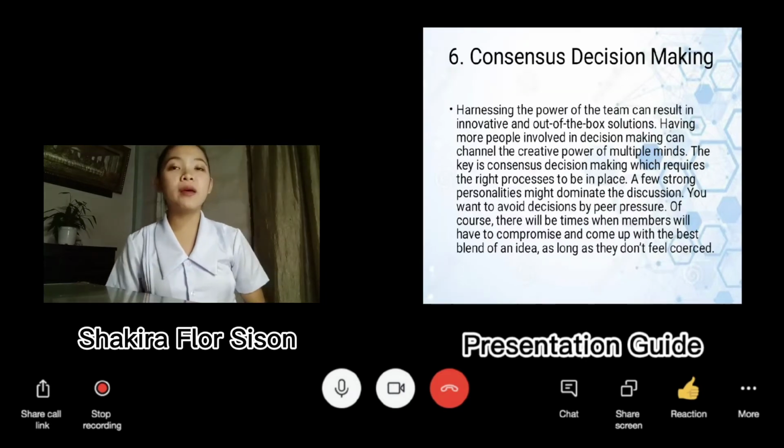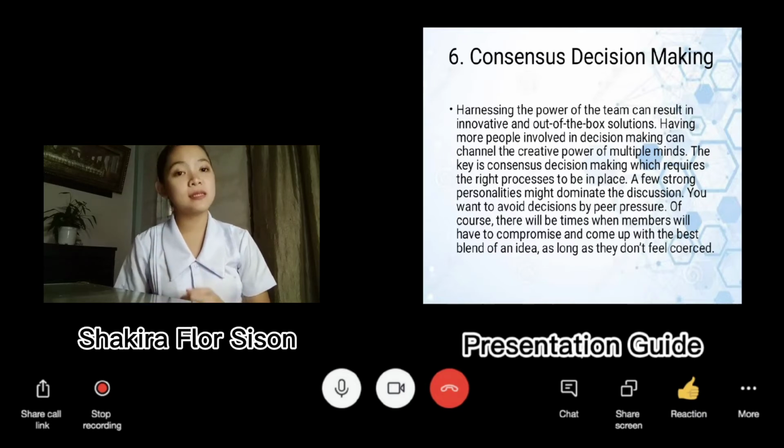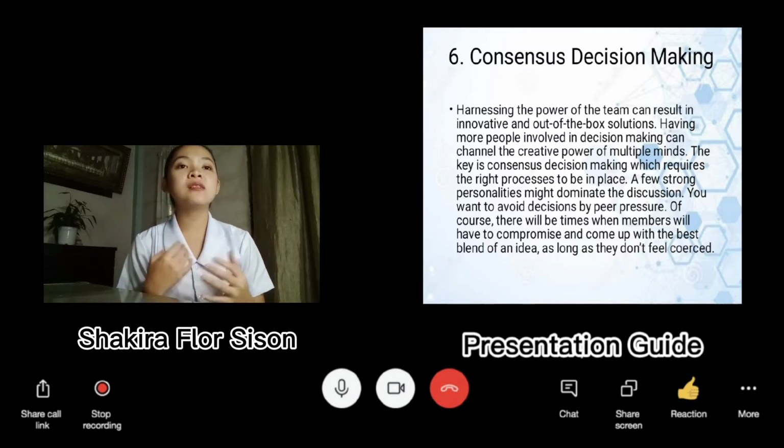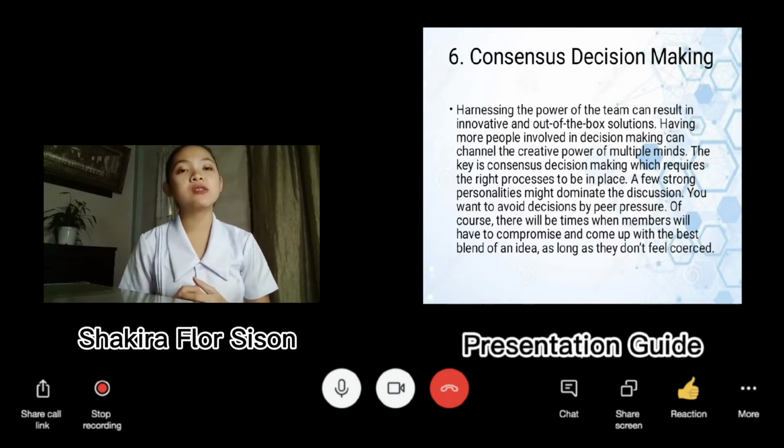The sixth one is consensus decision making. Harnessing the power of the team can result in innovative and out of the box solutions. Having more people involved in decision making can channel the creative power of multiple minds. The key of consensus decision making is that it requires the right processes to be in place. A few strong personalities might dominate the discussion, so you want to avoid decision by peer pressure.